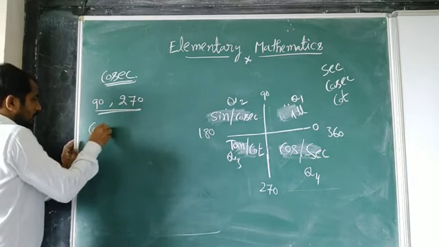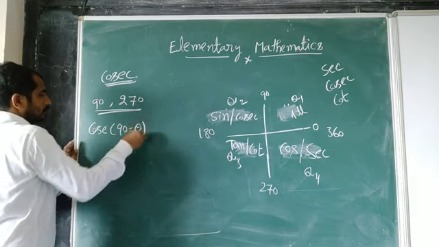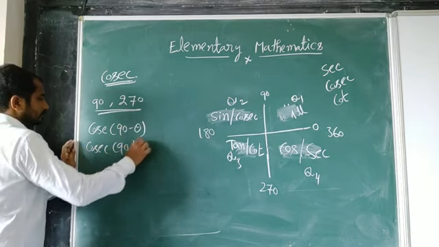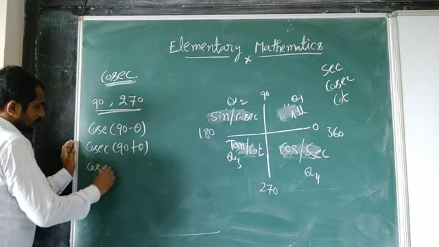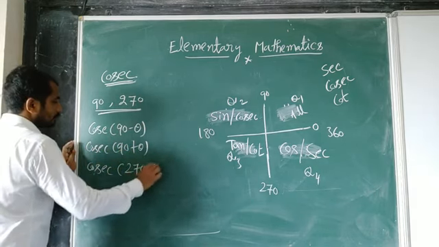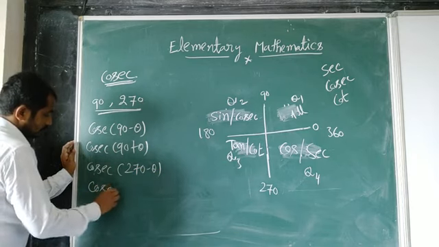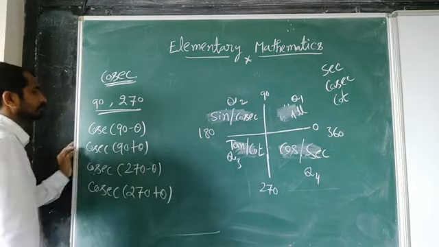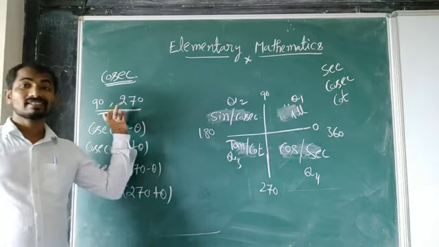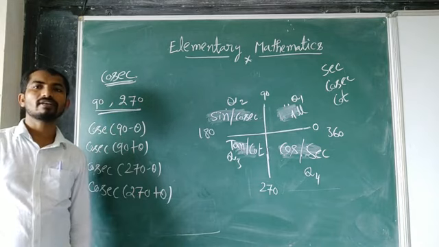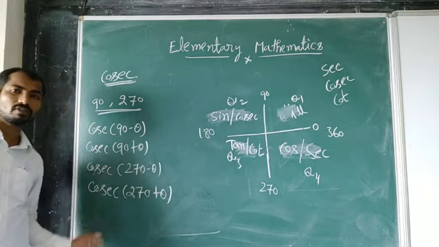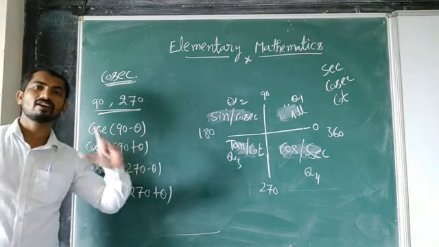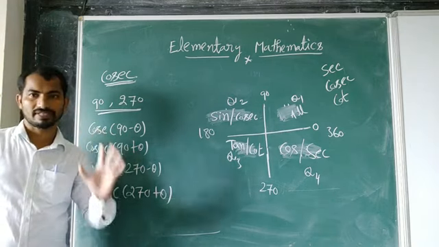Now we can write cosec 90 minus theta, or cosec 90 plus theta, cosec 270 minus theta, cosec 270 plus theta. What are the angles? 90 and 270. The angles are given 90 and 270. And base function is what? Base function is given cosec. Base function is cosec and angles are 90 and 270. Then answer will be coming in terms of what? In terms of sec. Okay?